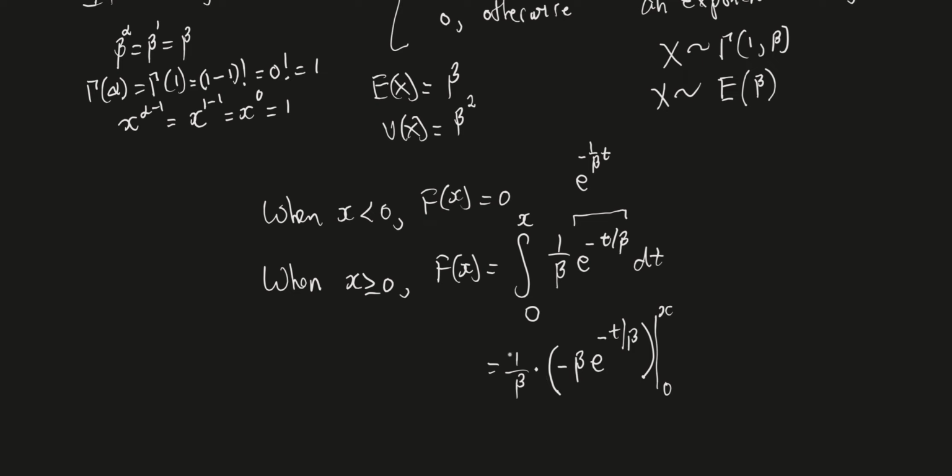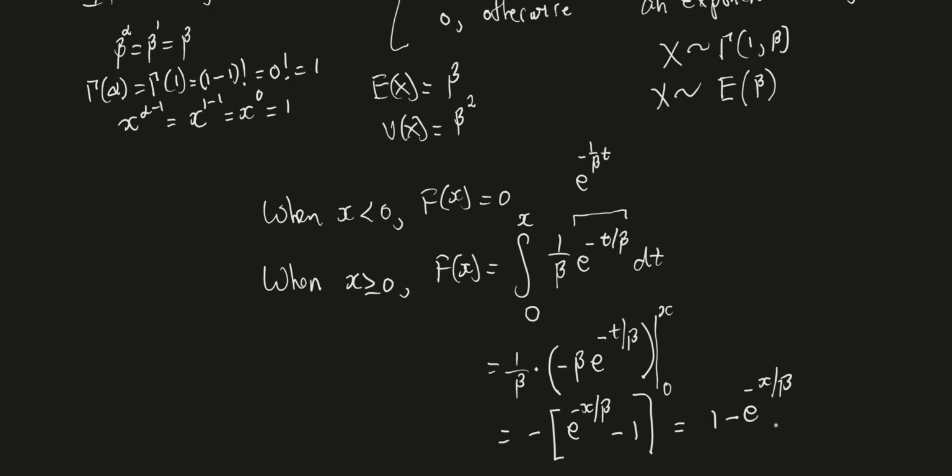Now look at what happens. I have 1 over beta here, and then I have a negative beta there. So when I multiply these constants, I'll get a negative 1. At the upper limit, I'll just have e to the negative x over beta, like that. And then minus, and then at the lower limit, now remember I already took out the negative beta, so e to the 0 is 1. And then if I distribute the negative sign, things just work out so nicely. I end up with 1 minus e to the negative x over beta.